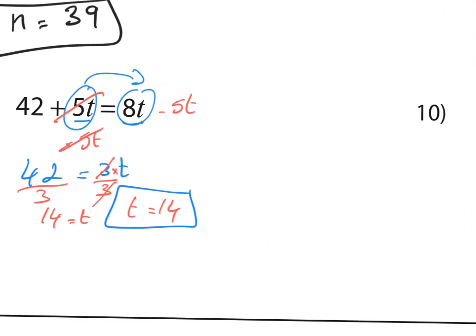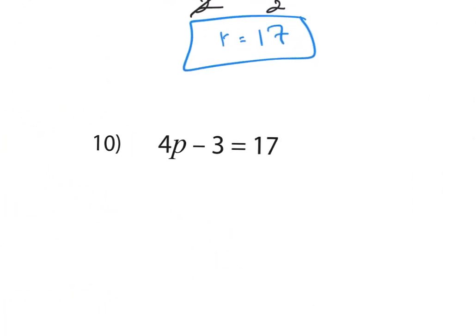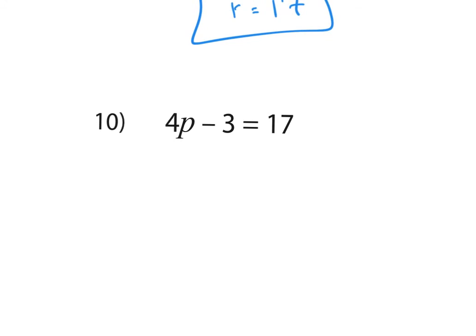Last question. We get number 10. 4p minus 3 equals 17. Again, we need to cancel the negative 3. So we're just going to add 3 on both sides here.